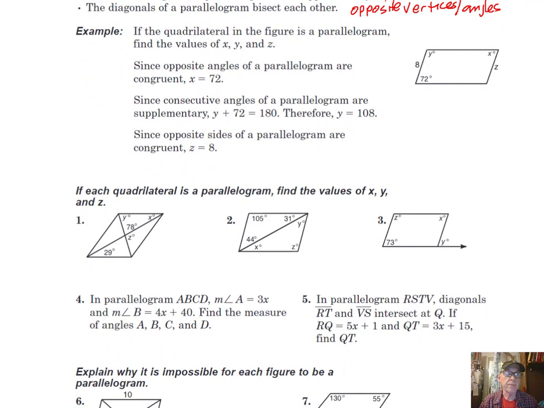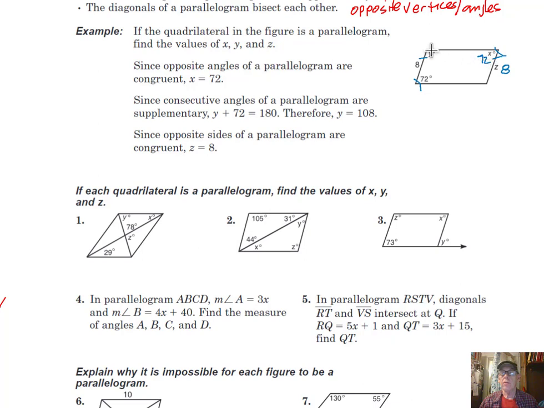Let's look at this example. So let's see what they're doing here. Well, just looking at this, let's solve this parallelogram. That's basically what they're going to do over here. So opposite sides of a parallelogram are congruent to each other. So if 8 is on that side, Z must be equal to 8. Opposite angles of a parallelogram are congruent. So if this one's at 72, the opposite angle, or X, has to be 72.